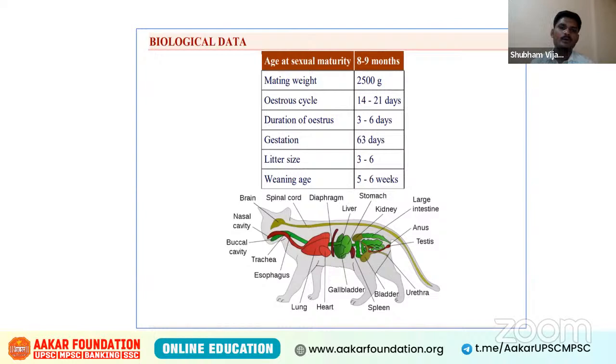Okay, the next figure is indicative of the gross anatomy of the cats. Here you can notice different vital organs, starting from the brain, then spinal cord, then diaphragm, then liver. You can notice here how the diaphragm separates the thoracic and abdominal cavity.